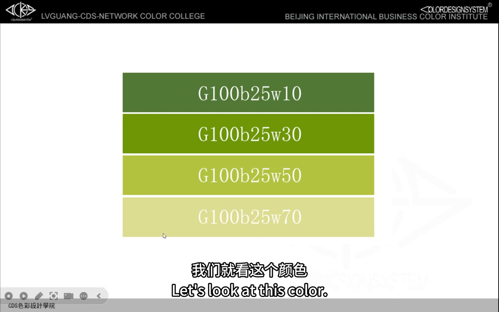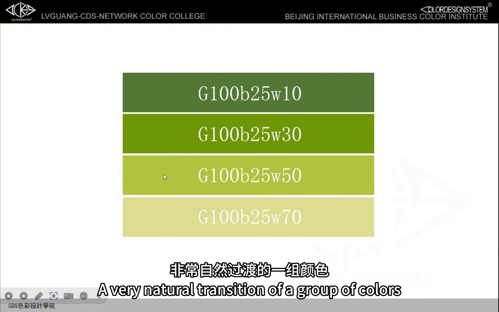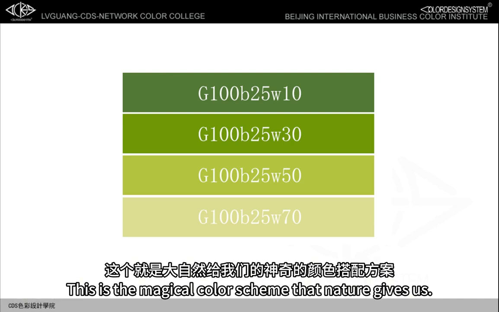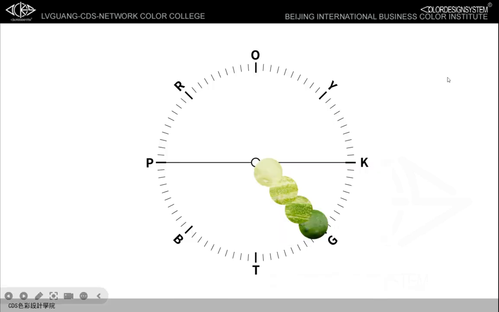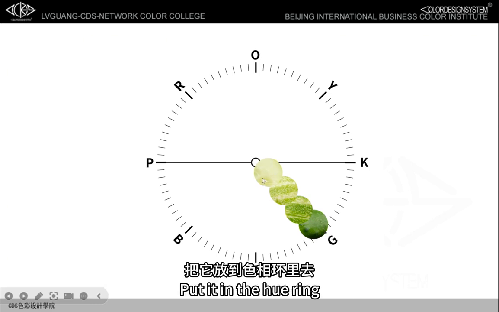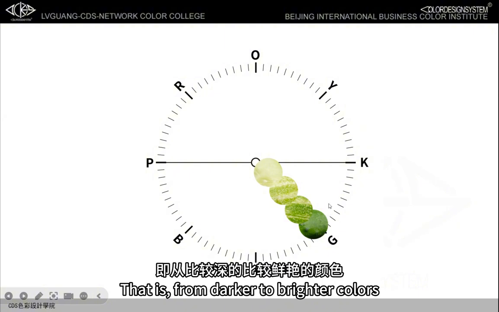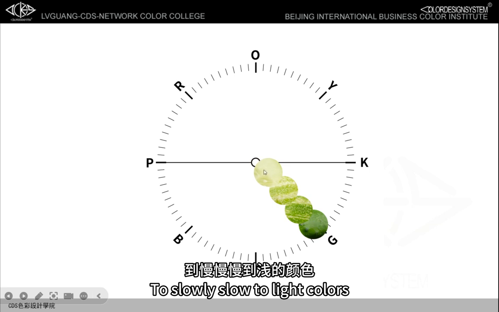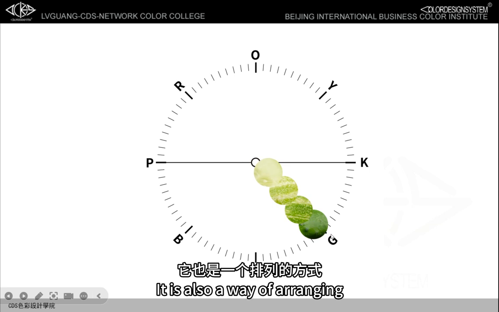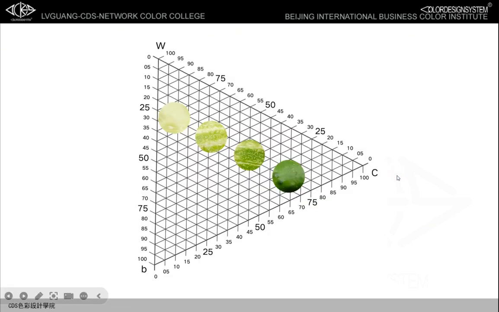Let's look at this color. You find it to be a very low-level visual hierarchy, a very natural transition of a group of colors. This is the magical color scheme that nature gives us. We will extract the 4 sets of colors just now and put them in the hue ring. It's right in the green range, from darker to brighter colors, slowly transitioning to light colors. It is also a way of arranging. This is the arrangement in color equivalence.